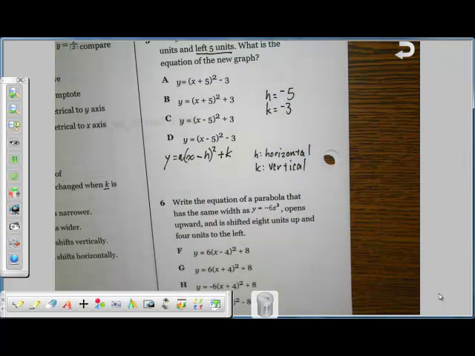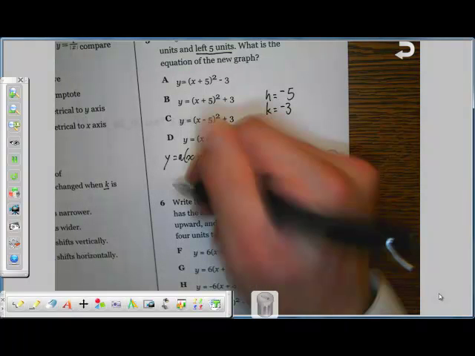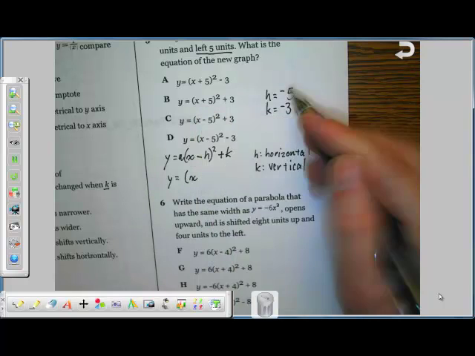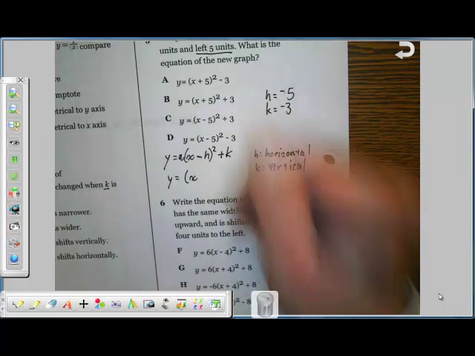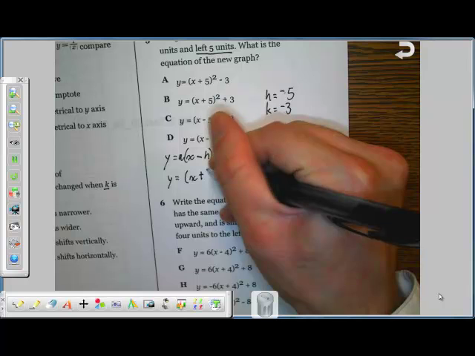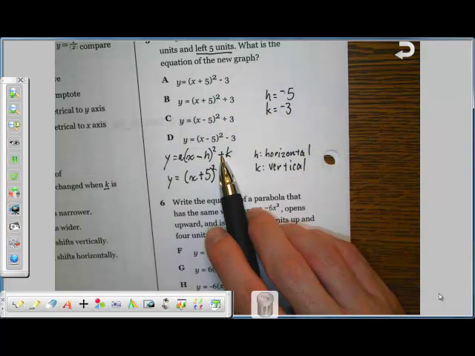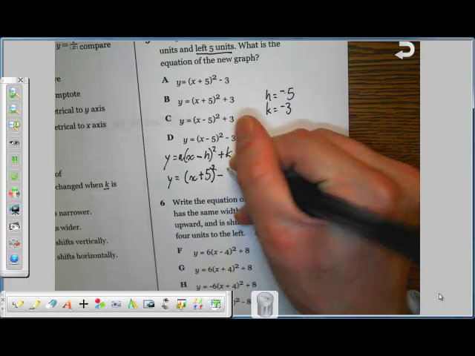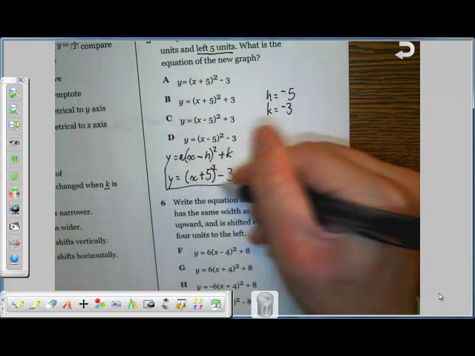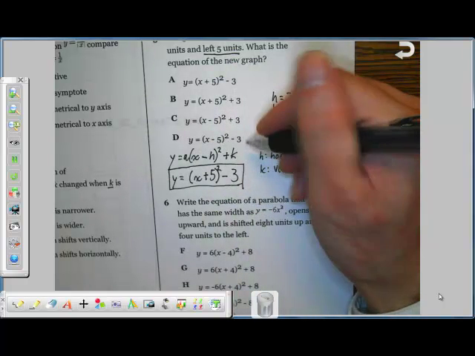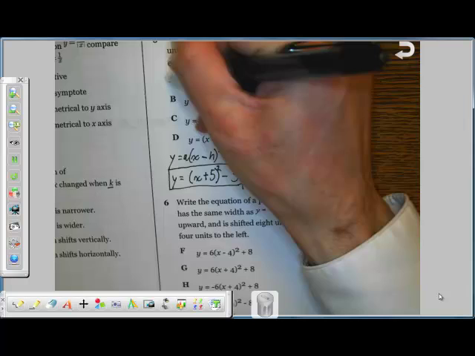Now, the thing we have to remember is that insiders lie. So that leaves us with y is equal to x. Now if I have a minus 5, I have plus 5, squared. And if I am adding a negative 3, I am subtracting 3. And so that leaves us with our final solution, which is A.